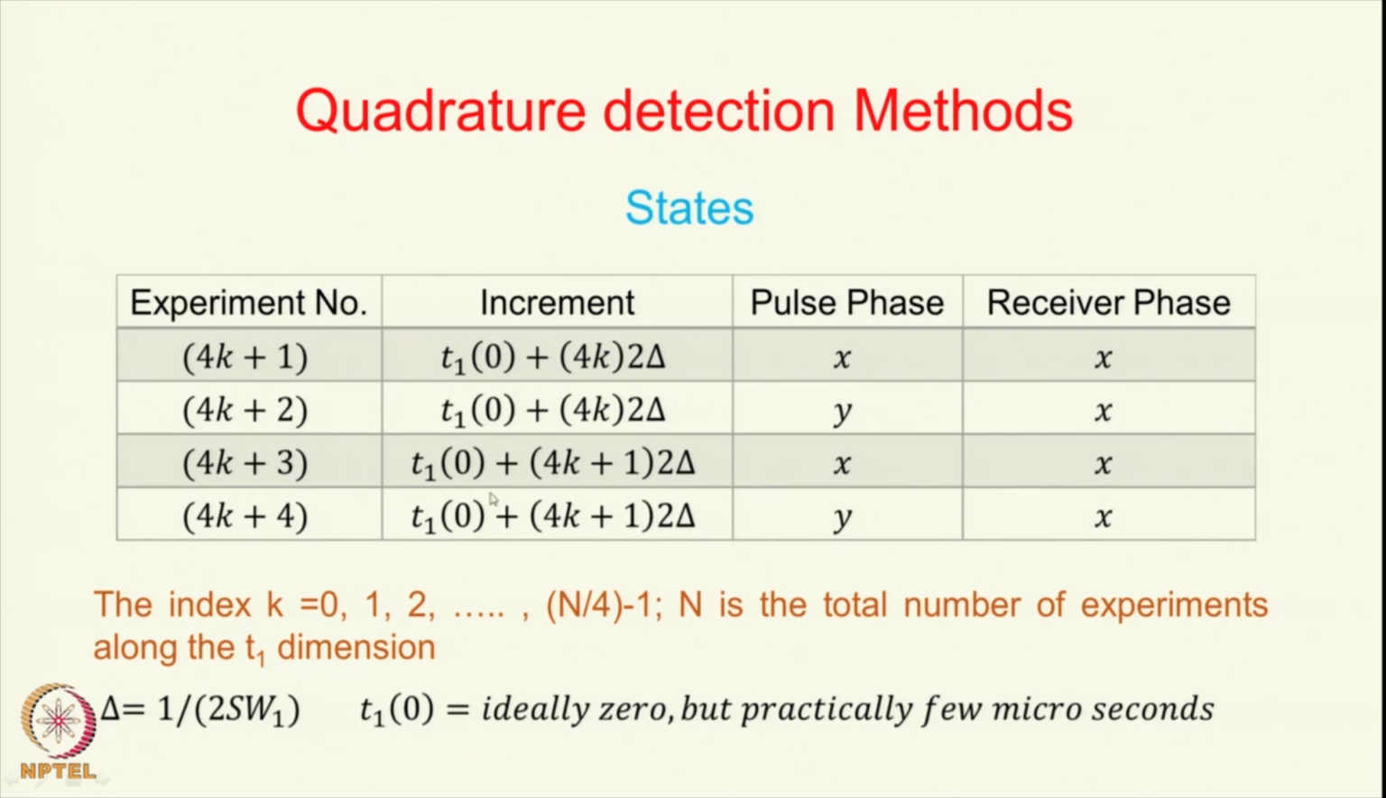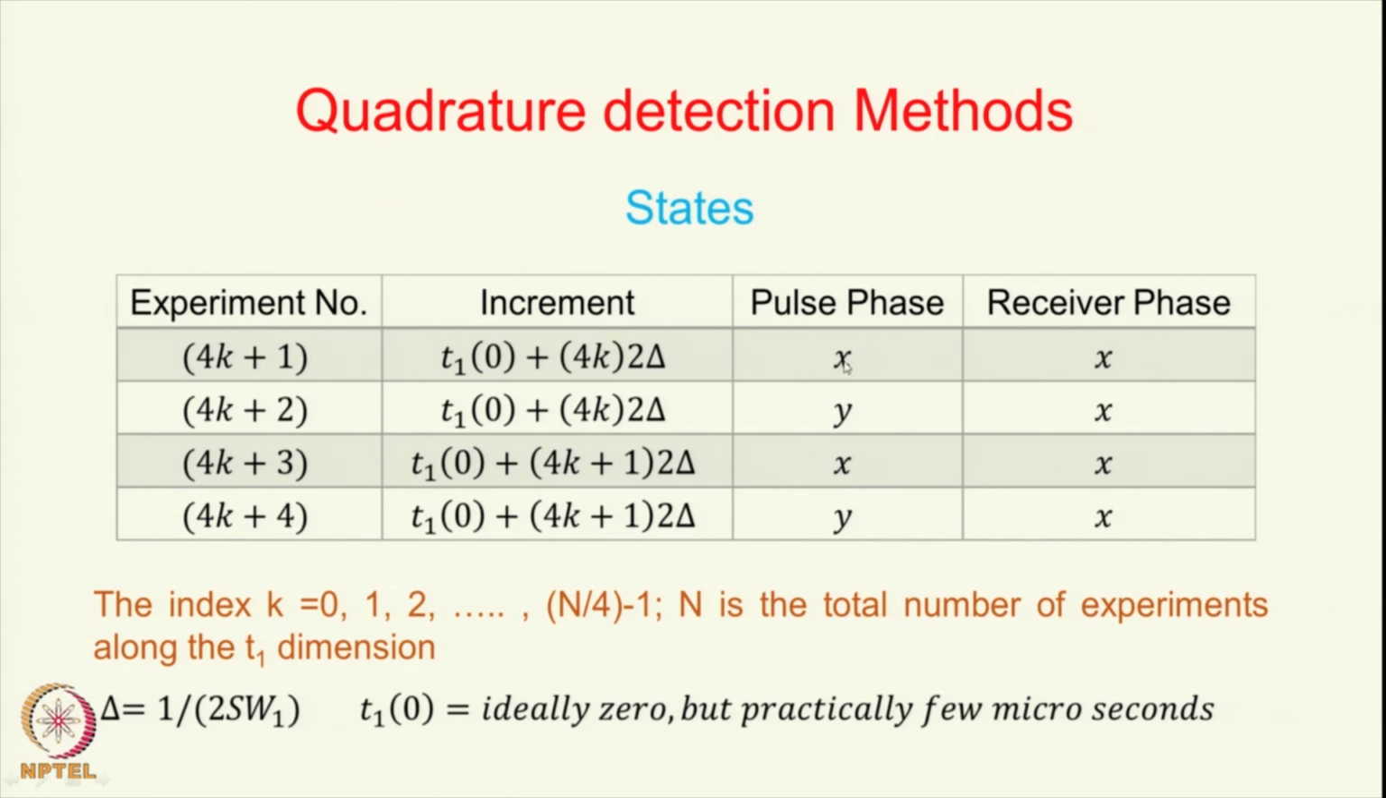The T10 remains the same as before, but now what is the increment here? The increment here is 2 delta. This definition of delta is the same, but the increment that is given here is 2 delta. And for the second experiment the increment remains the same, but the pulse phase is changed to y.